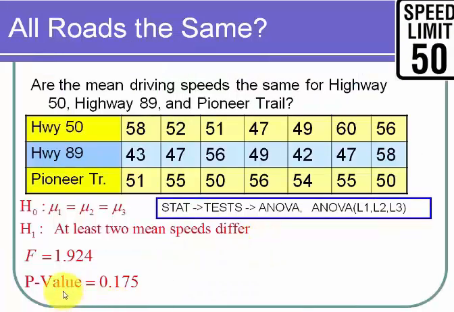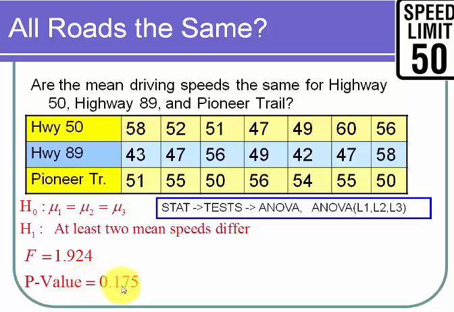Now that we have the p-value, 0.175, notice that the level of significance wasn't given in this problem. In the real world, no one gives you a level of significance. You look at the p-value and you make a decision. We have 0.175. That's bigger than any level of significance that we would ever use.